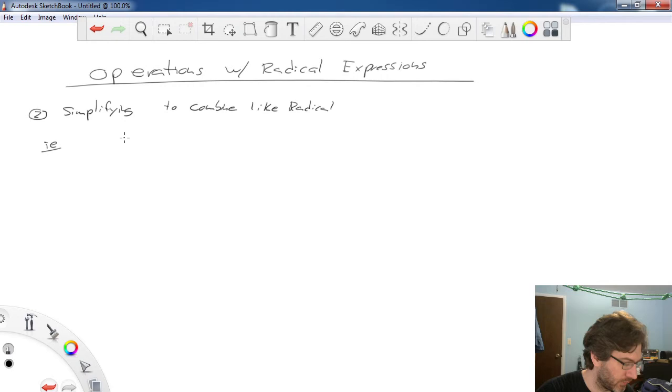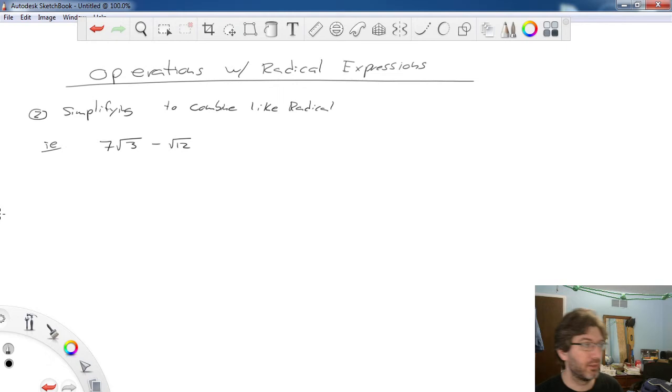So example 1, let's look at 7 square roots of 3 minus the square root of 12. In this case, your radicals are not like, so you can't just add them or subtract them, very similar to like fractions.